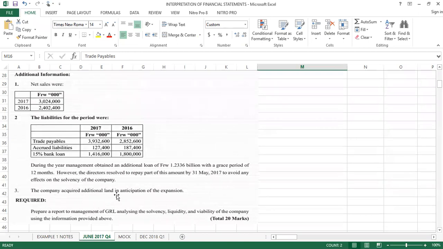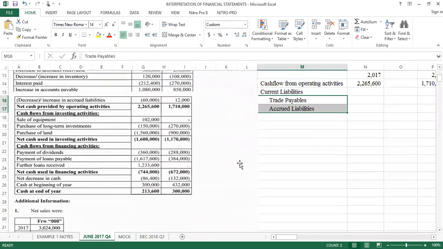The company acquired an additional land. These are not current liabilities. So accrued. Okay, let's continue. It's not a current liability. So I hope you are understanding me.